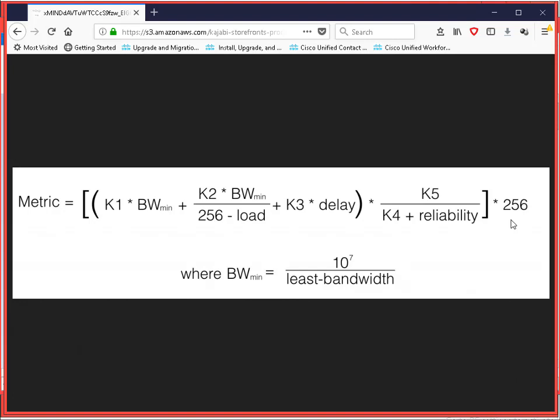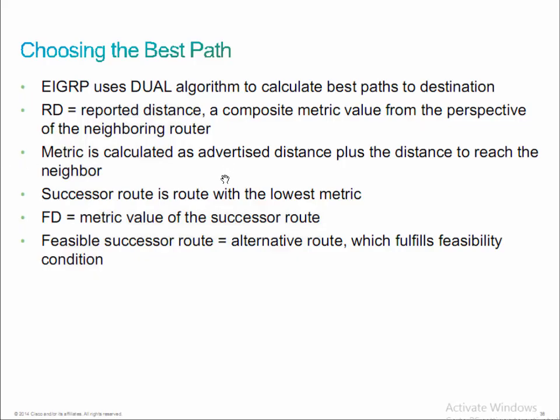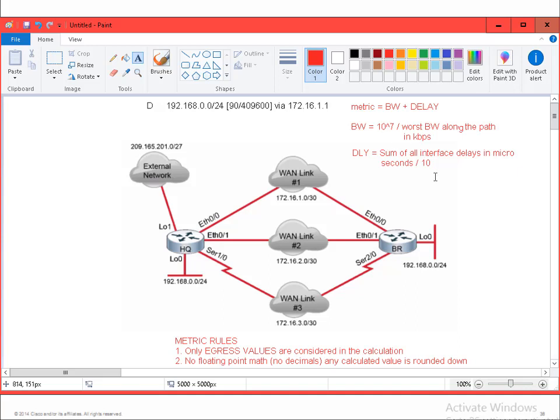So that is the formula, but remember, the default K values: K1 and K3 are 1, K2, K4, and K5 are 0. Because K4 and K5 are 0, we don't multiply by 0, we simply negate this portion of the formula. And because K2 is 0, we negate that portion of the formula. And because K1 and K3 are both 1, the formula ends up basically being bandwidth plus delay. And that's what I was demonstrating in this particular example. We're calculating the bandwidth and delay.